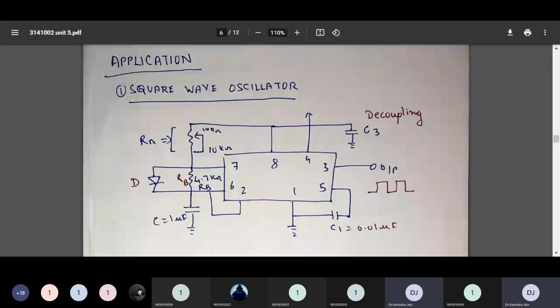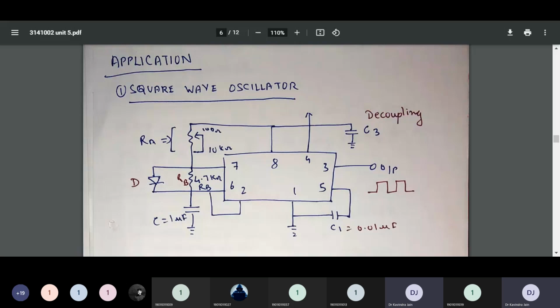Now, up till what value would the capacitor charge? The capacitor would charge up to 2/3 VCC. And it would discharge from where? It would discharge through RB and terminal 7, until C reaches 1/3 VCC. And then the cycle would repeat itself.